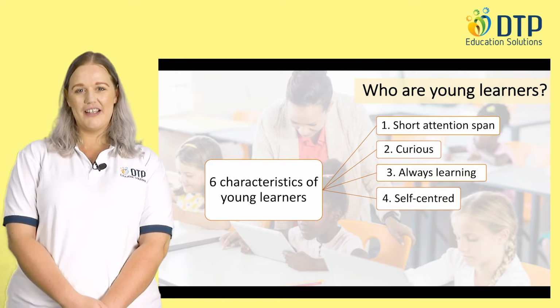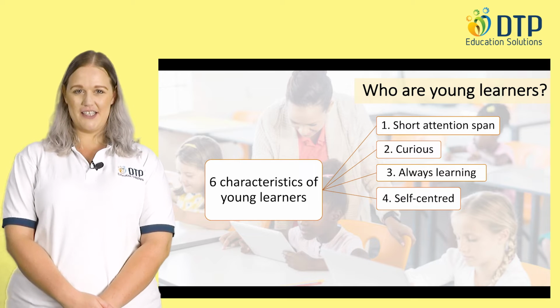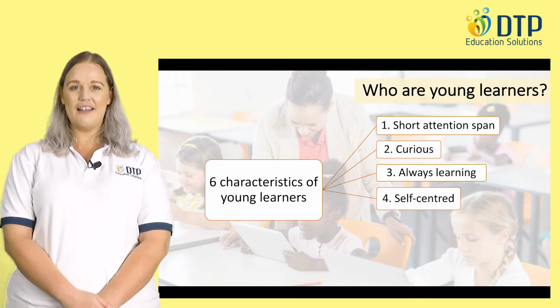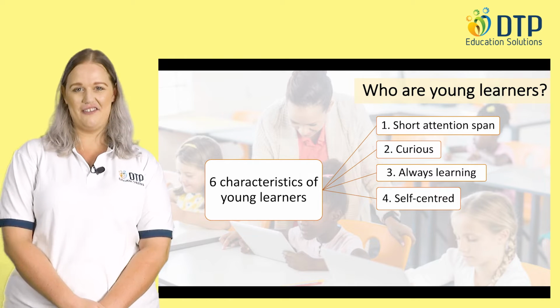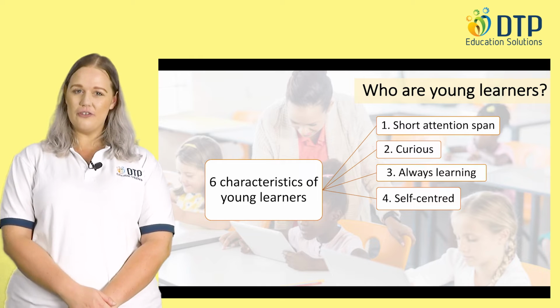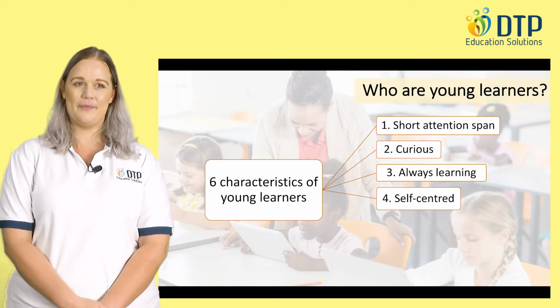Number 4, children are self-centred. Children don't act out because they want attention. They act out because they need attention. Young learners need individual attention and approval to develop properly.